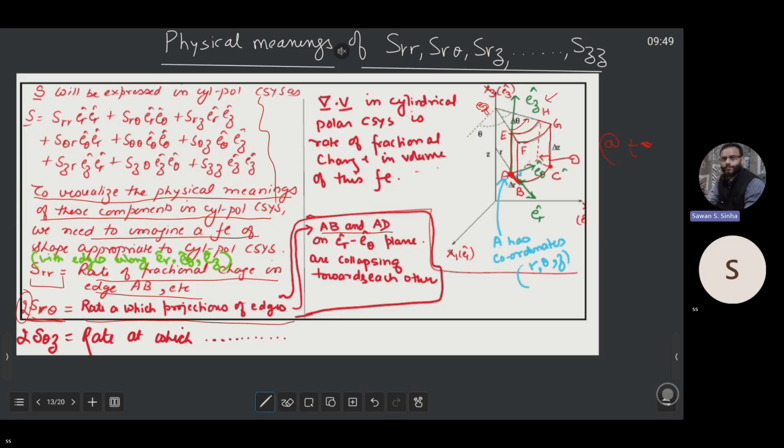And then I have left other things for you, and I will ask some questions later. I hope you were able to answer. Let's do this exercise verbally. 2 S theta Z is what? Somebody please repeat a sentence for me. S theta Z is half the rate. I start the sentence: half the rate. Go ahead please. AD and AE on which plane? E theta and EZ plane are collapsing towards each other. Very good. Thank you. Similarly, for the third component, you should be able to make a sentence from that.